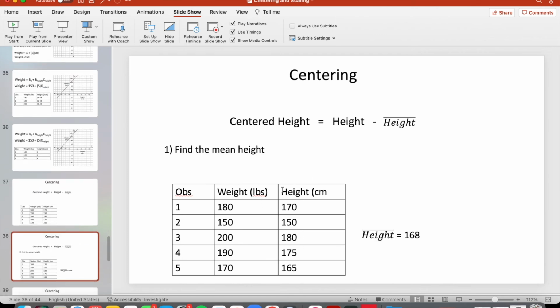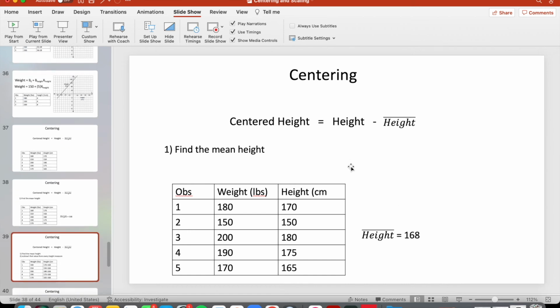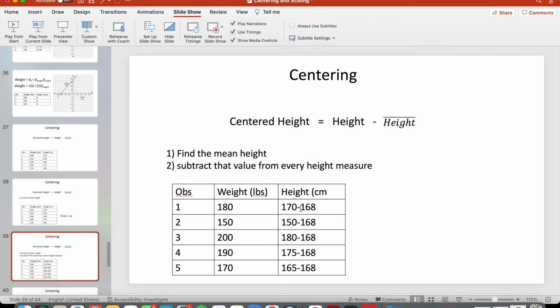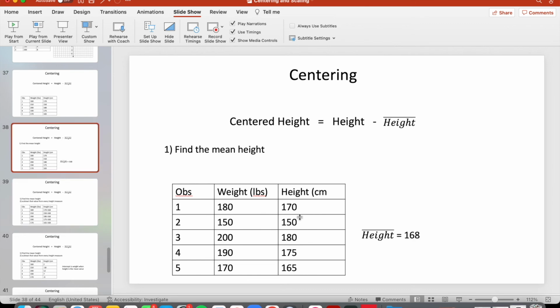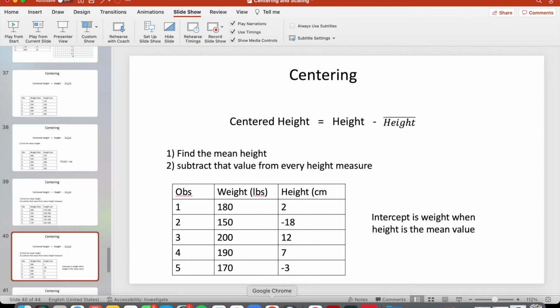So the first step is finding that mean. So let's say the mean is 168. Then for each value, we subtract 168 from it, and we get a new set of data. And now, since we've subtracted the mean from it, the intercept is the mean value, and each of these terms is the position of its original data relative to the mean, basically.